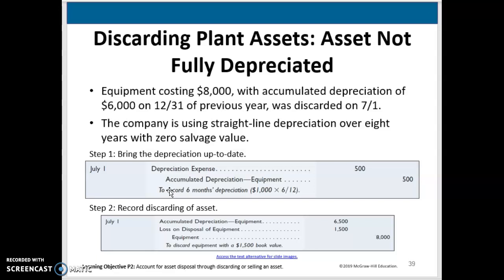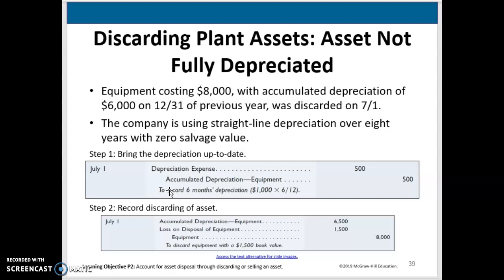Now if we have an asset that's not fully depreciated. This example says the equipment cost $8,000 with accumulated depreciation of $6,000 on 12/31, and it was discarded on 7/1. They use straight line depreciation over 8 years with a zero salvage value. So that means 8,000 divided by 8 years, because there's zero salvage value. So 8,000 minus 0 divided by 8 gives us $1,000 per year that they are depreciating.